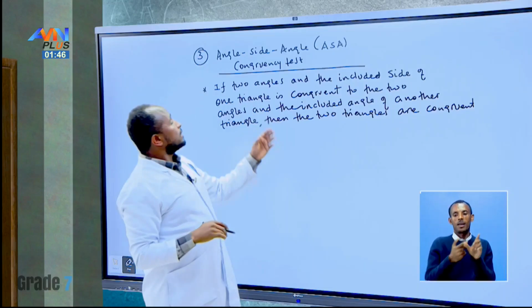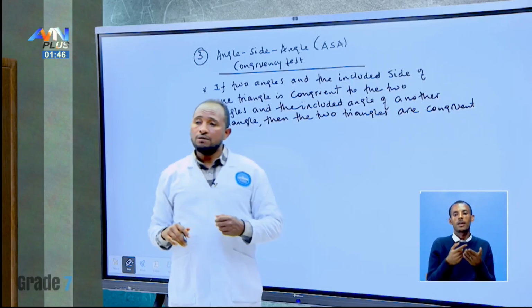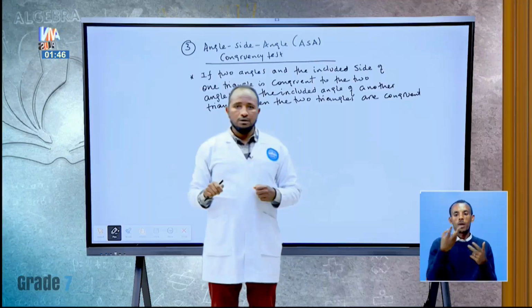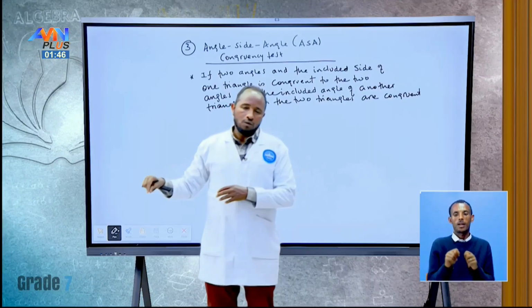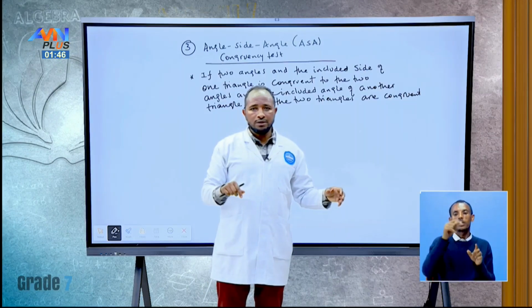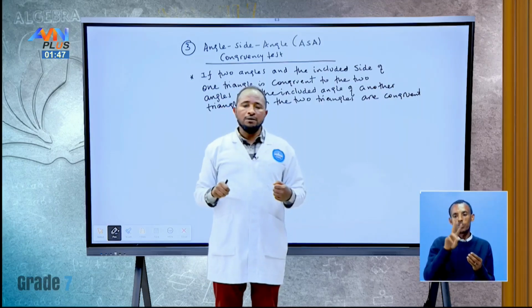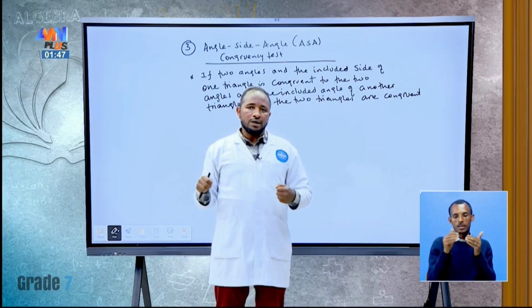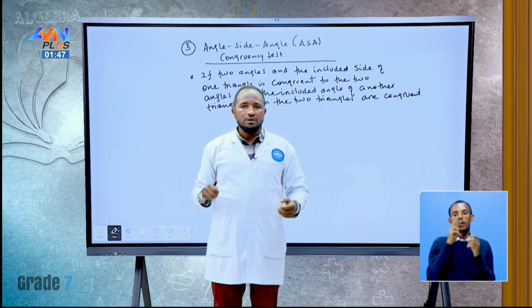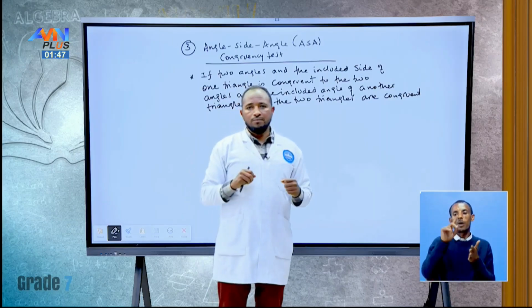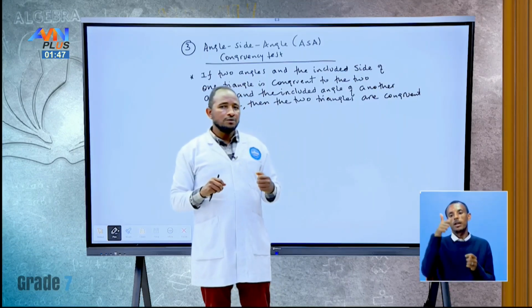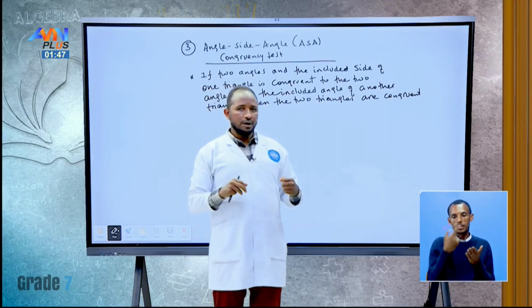So this test says that if we have two triangles, if two angles of the two triangles are congruent, in addition to that, if the included sides of the two triangles are congruent, then the two triangles are congruent. That means one triangle fits on the other completely. So let's see these concepts through a picture or through triangles.